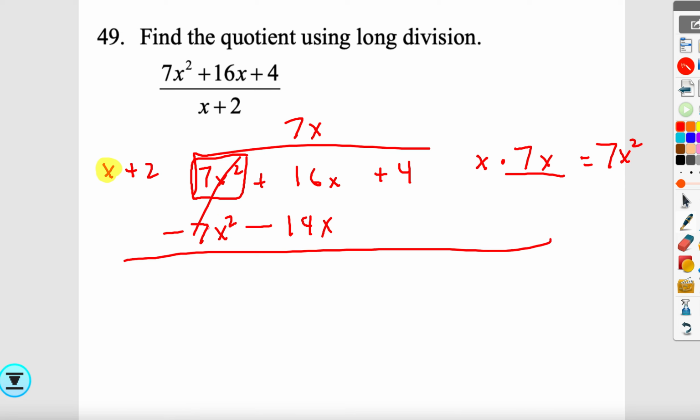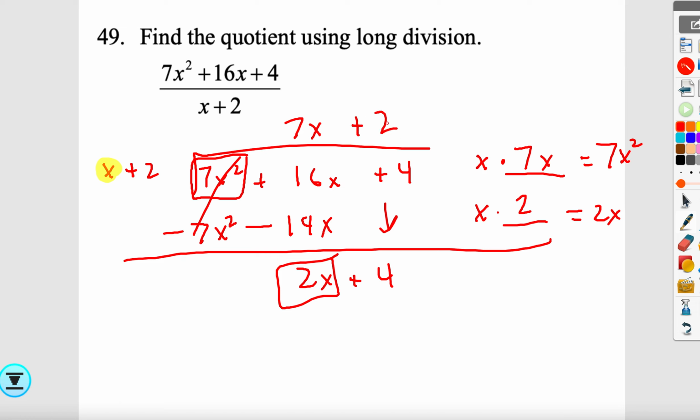These cancel out. If this does not cancel out on the first thing, then you picked the wrong thing here. So then this cancels out. 16 minus 14 is 2x. Bring down the plus 4. Now we do this logic step. Now we box this one in. So we do x times what is 2x. Well, this should be a times 2, right? So x times 2 is 2x. So this is a plus 2.